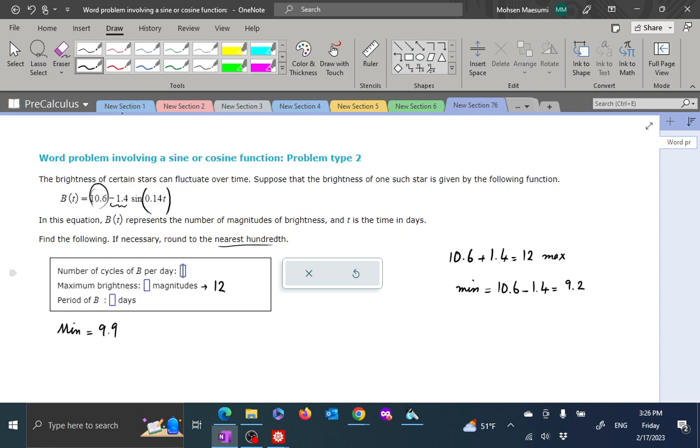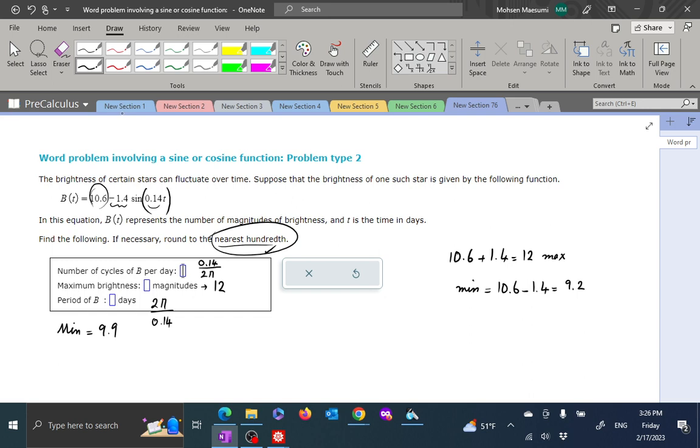What's the period? Period, we said 2 pi divided by that number, so 2 pi divided by 0.14, and we calculate it and then round it. What's the number of cycles per day? 1 divided by period. We are asking how many periods fit in one day. 1 divided by that simply makes this fraction go upside down. So 0.14 divided by 2 pi, and again you round it.